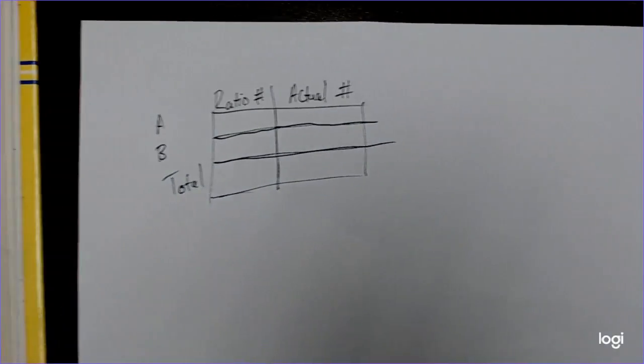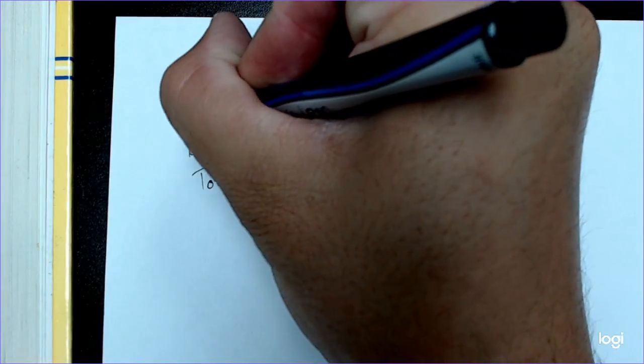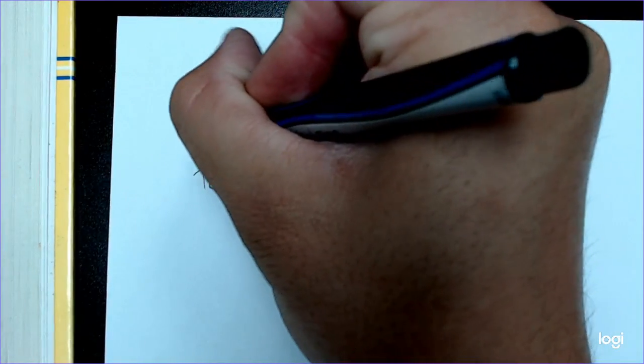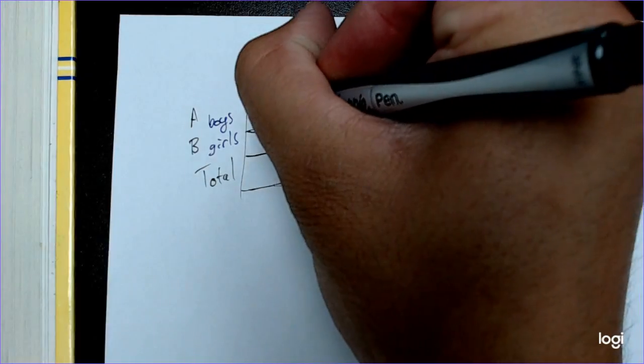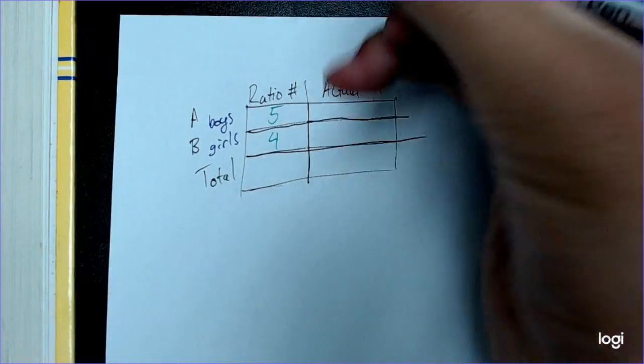So what I'm going to go ahead and do is label my parts A and B. This is now boys, this is now girls. And then the total still stays as the total, and the ratio they said was 5:4, so for every 5 boys there are 4 girls.